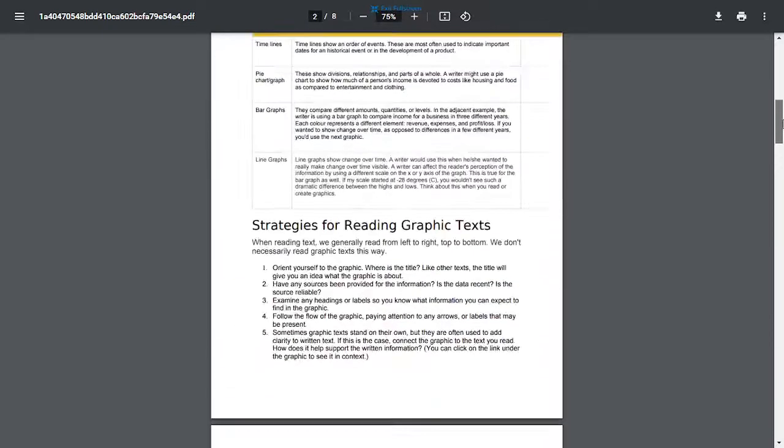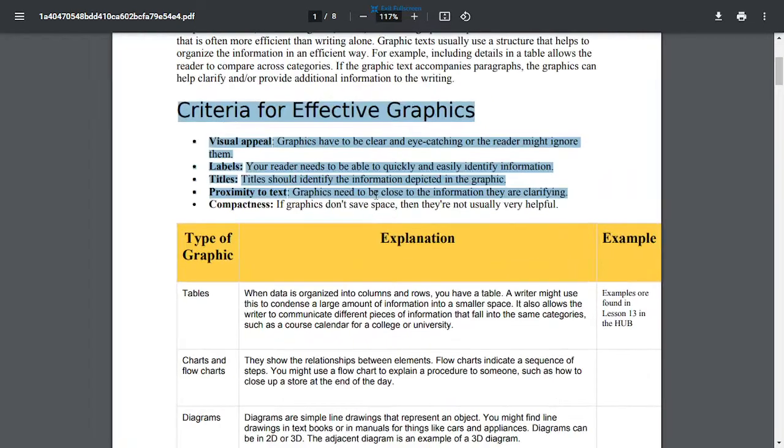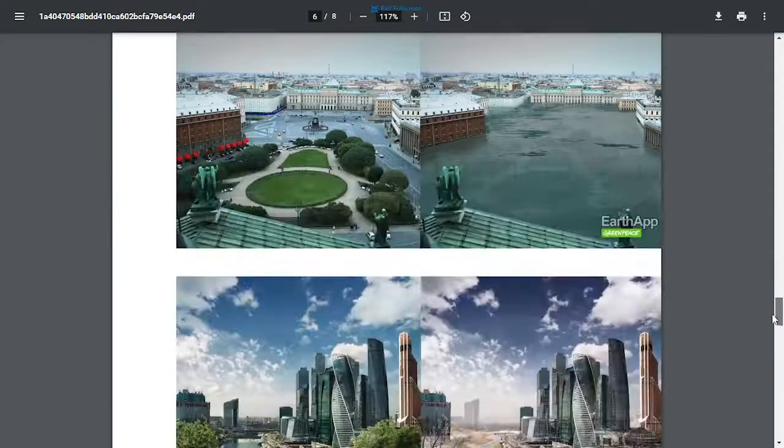So what are the criteria for graphics? Right here. They have to have visual appeal, they have to be clear and eye-catching. Were those graphics eye-catching? Were there labels so you could quickly and easily identify information? Were there titles? Were the graphics close to the information, if there was information? And was there a lot of information in a small space? So that's what you're going to do with these 3.